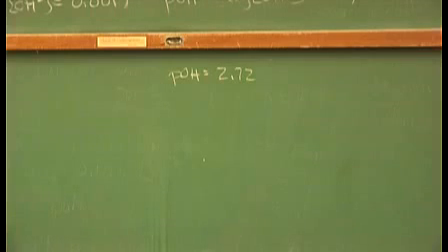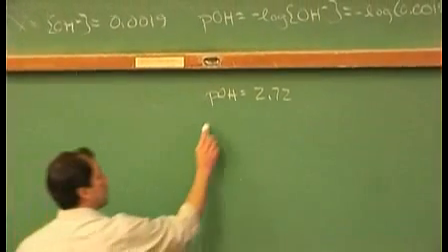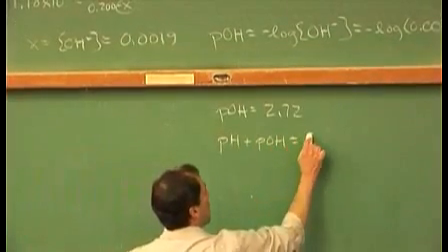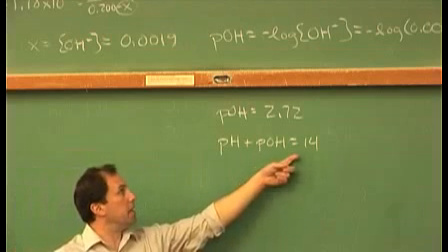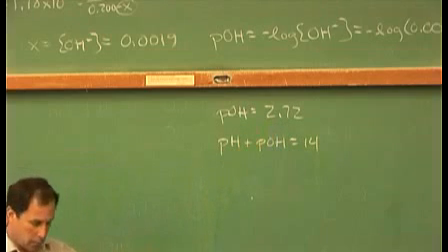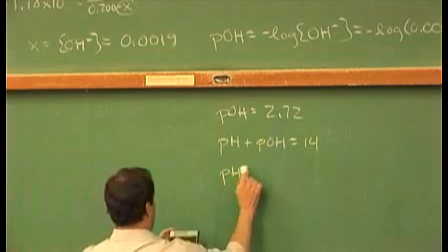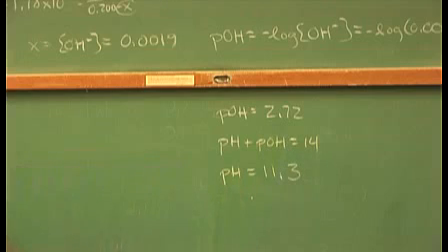The relationship between the pOH, which was one of the items we wanted to find here, is 14 is equal to the sum of pH plus pOH. The pH plus the pOH sum to 14. So just by subtraction, 14 minus 2.72 gives us the pH of, I'll call it 11.3. I'll go to 3 sig figs here.